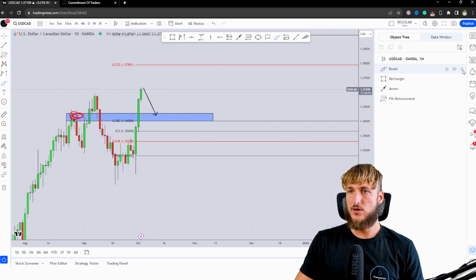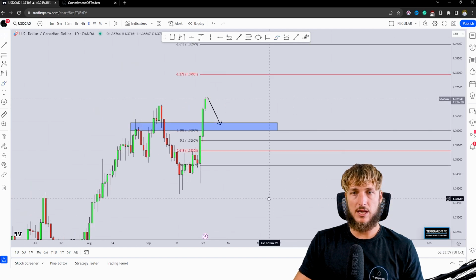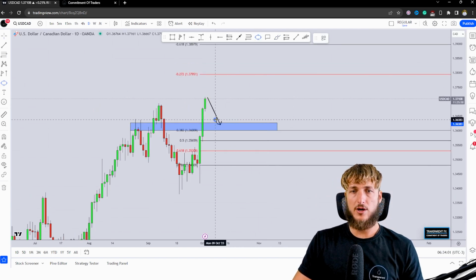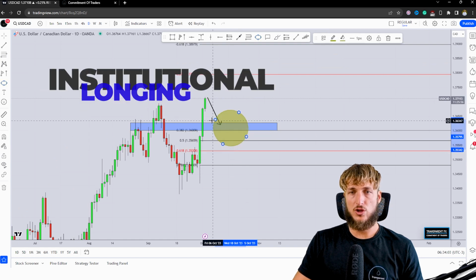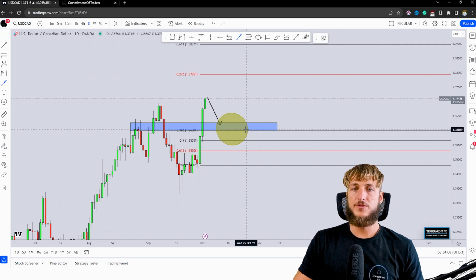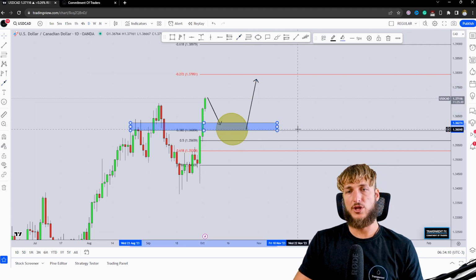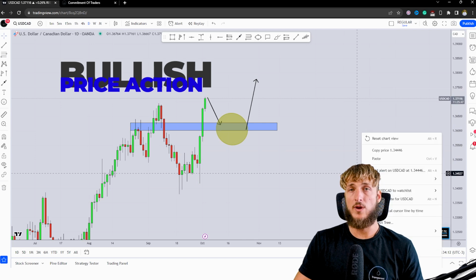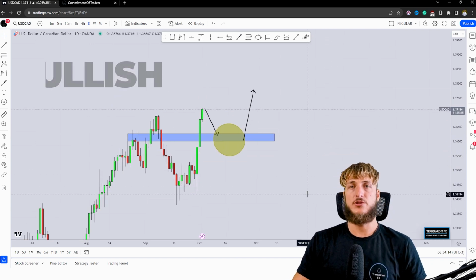So if the market here will provide a correction to this area, there is good probability of seeing more potential institutional longing happening inside of this area, which at that point in turn would further increase the probabilities of a potential rejection to the upside away from the level. Now, why do I say institutional longing?